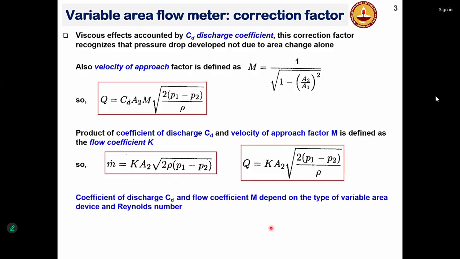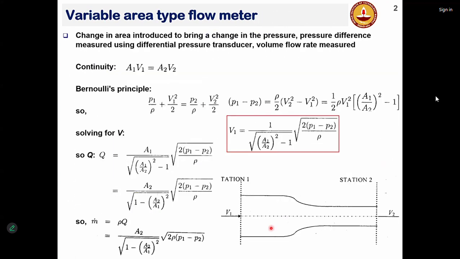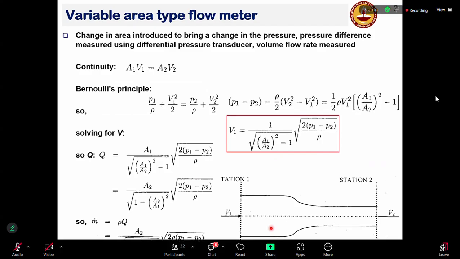So these effects are going to depend on the type of flow meter, the variable area flow meter that we talk about. Sir, I have a query over here. If you go to the first slide that you have shown, sir, here we have changed the area, giving a very nice radius between two parallel lines.